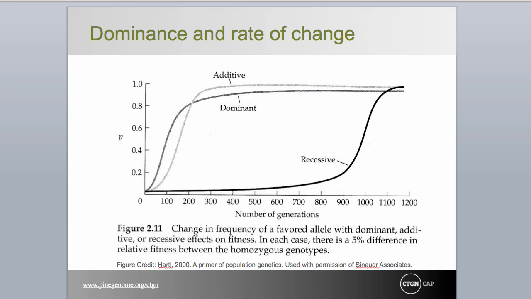Alternatively, if the recessive allele has the higher relative fitness, it seems to take forever to get traction and increase in frequency. This is because the frequency of homozygous recessives will stay vanishingly small unless some other force is imposed, such as assortative mating.